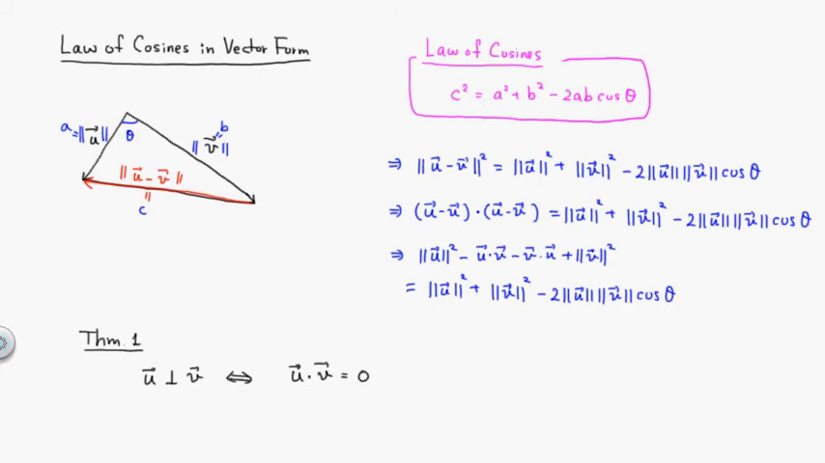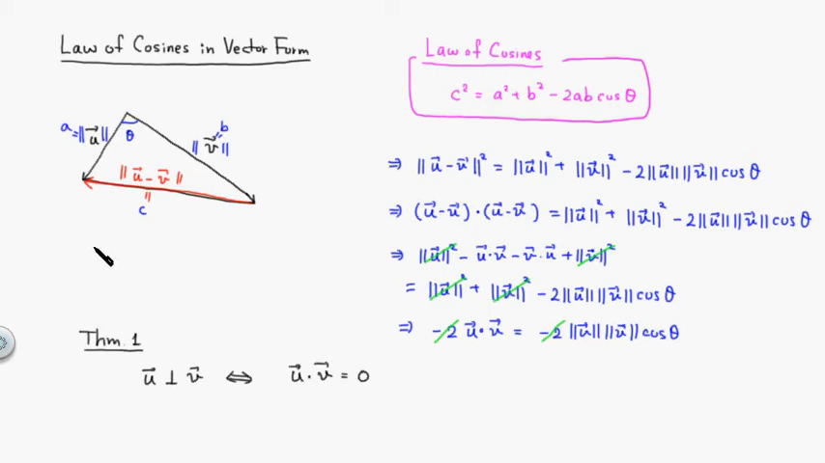Then you can see that there are a bunch of things you can cancel out. You have norm of u squared on the left and the right, and norm of v squared as well. Also, u dot v and v dot u are the same thing, so you have a negative 2 u dot v. The right hand side is negative 2 times the norm of u times the norm of vector v times cosine of theta. Then we can divide through by negative 2.